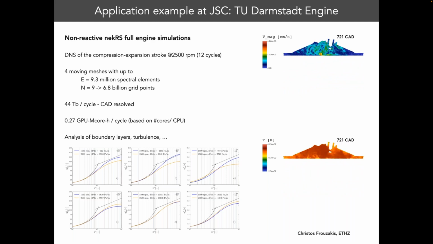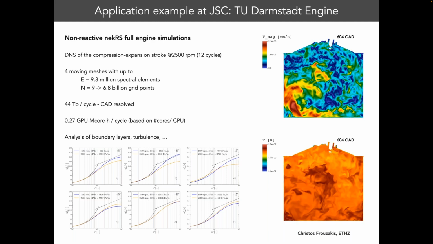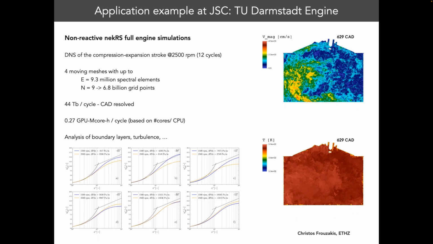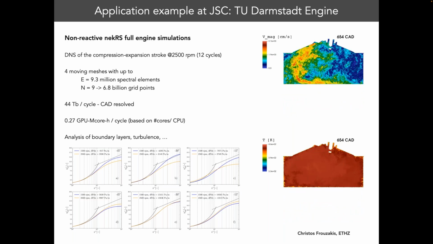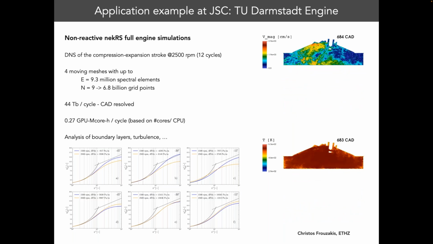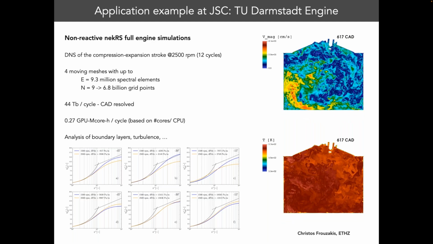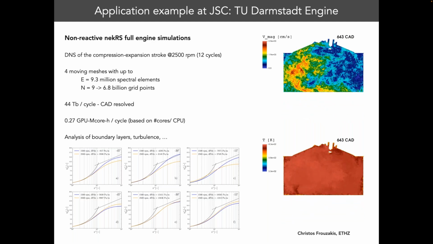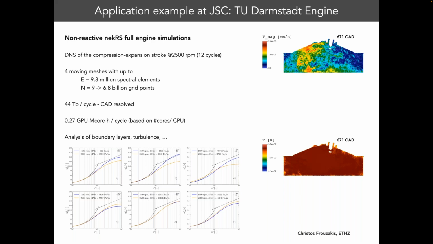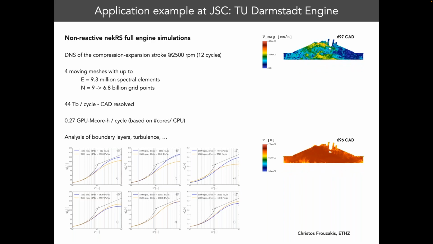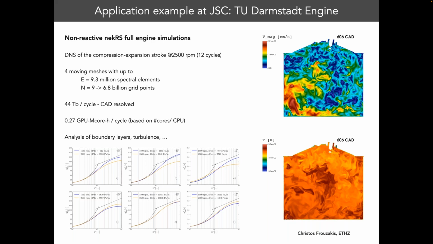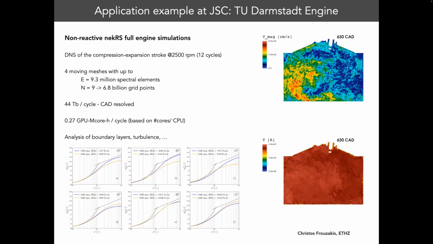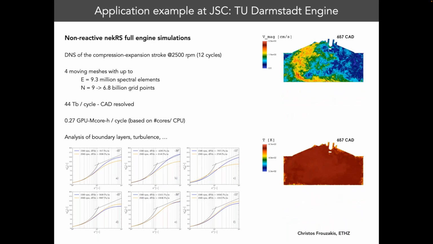So we interpolate this, and the biggest target mesh has about 9.3 million spectral elements, which results in about 6.8 billion grid points for order 9. This results in about 44 terabytes of data per cycle. And just to give you a perspective, it's about 0.27 million GPU core hours to compute this on our system.